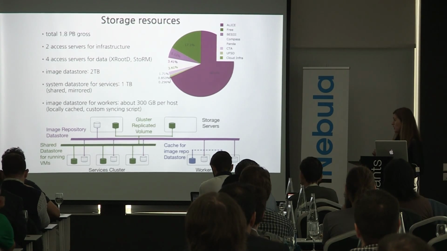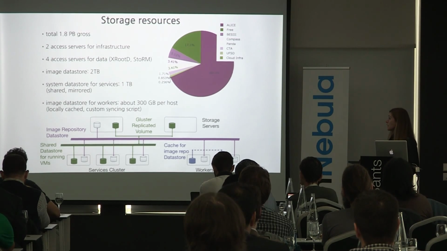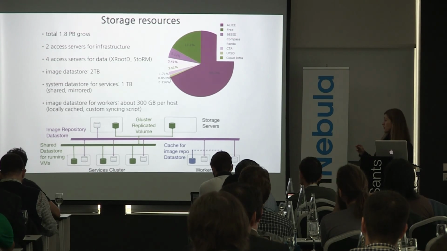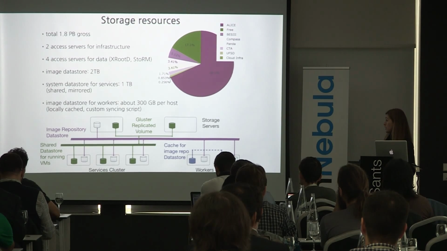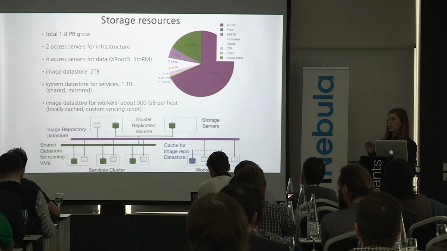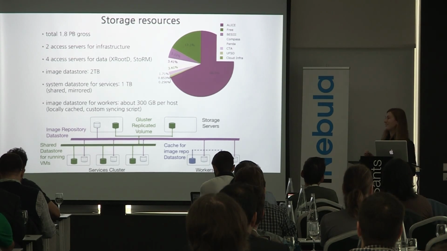The image data store, as I said, is shared among all the hosts of the cluster. And then we have a system data store for the services. This is mirrored on 2 servers and then shared among the hosts, while in the case of the worker cluster, it's cached, so it means that we synchronize by hand the new images on the local disks of all the hypervisors, and this is basically to speed up the boot process of the virtual machine.